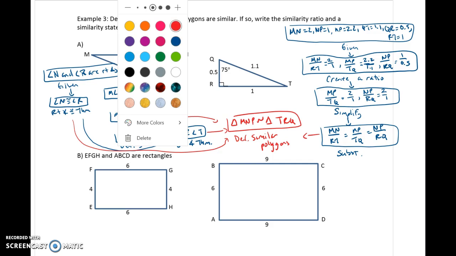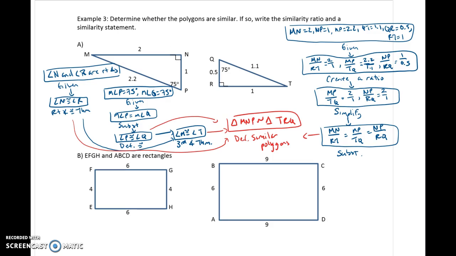Our similarity ratio is just that number. So just to finish this off, sorry about that. Our similarity ratio is 2 over 1 or 1 over 2. Okay? So why don't you guys go ahead and try B for me.